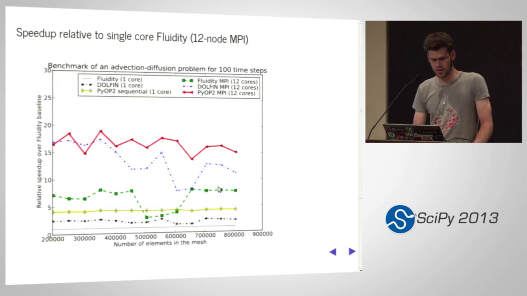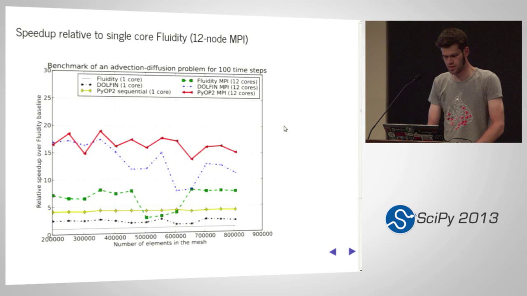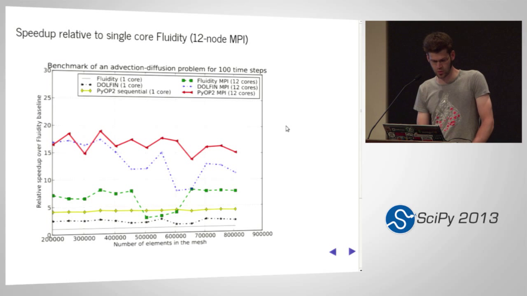So when we run MPI parallel, this is what we get. I've left in the previous graphs, but this time Fluidity scaling is actually pretty good. So we get around a factor of 8 on 12 nodes over the sequential baseline, and with Dolphin we get a speedup of about 15, and we're somewhere between 15 and 20.